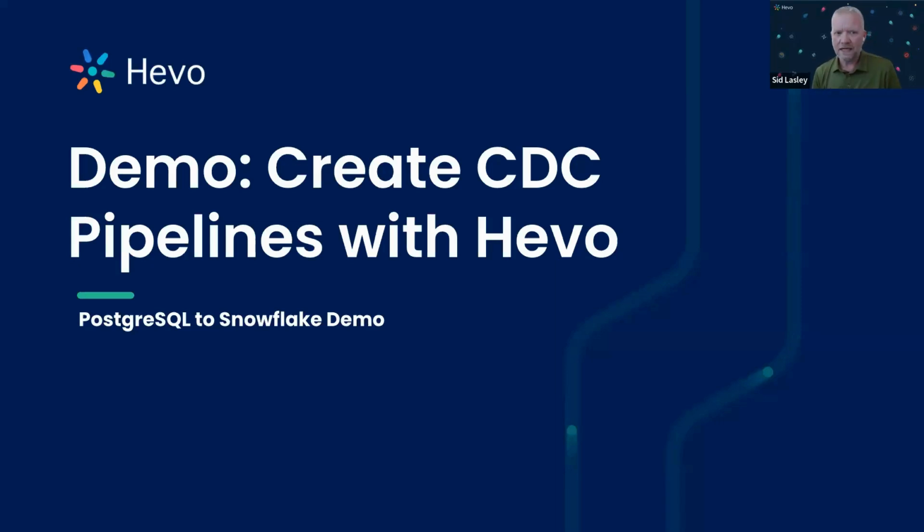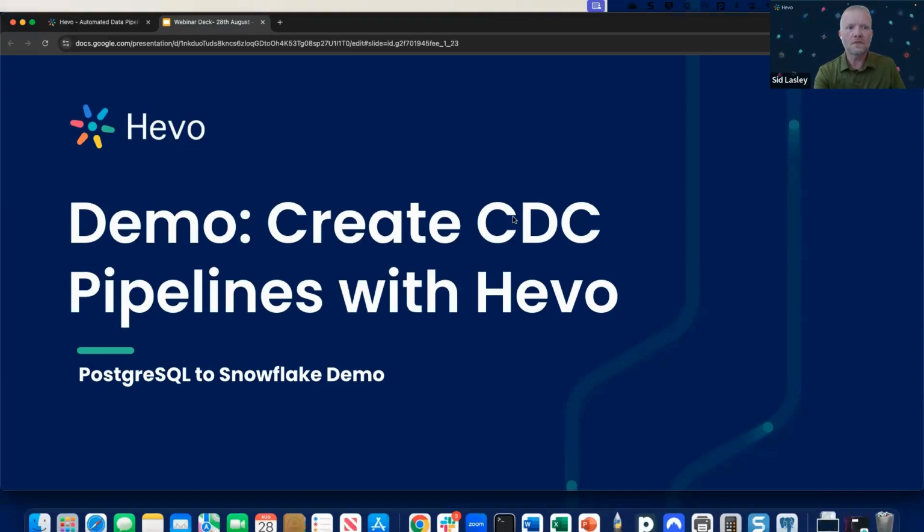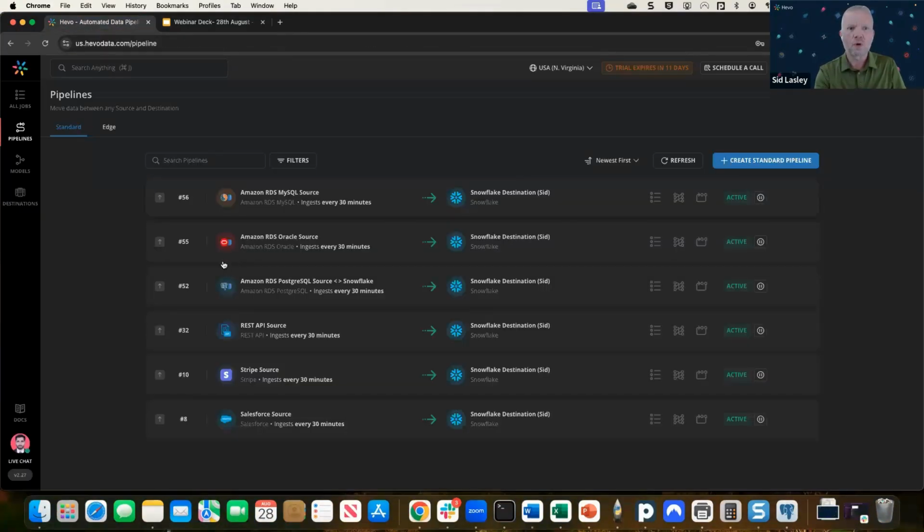Now, with that said, I'd like to exit out and show you a quick demo. So I'm going to switch over to Hevo real quickly. You're looking at Hevo Data. We are a cloud data integration platform. And what you're seeing in front of you right now are a series of pipelines.